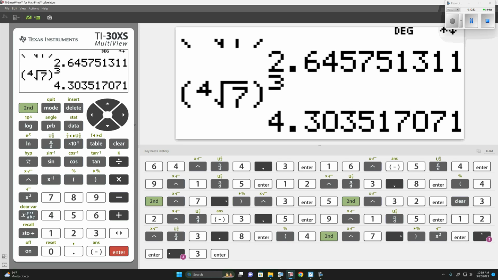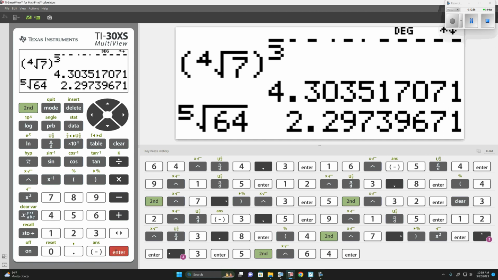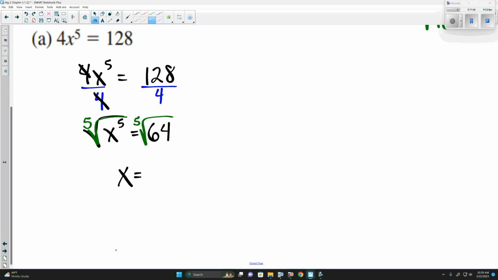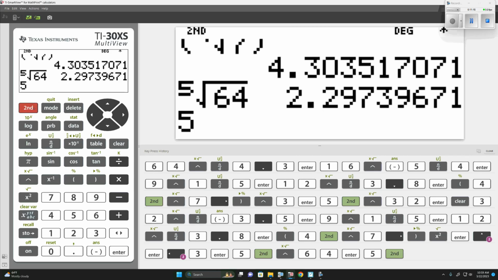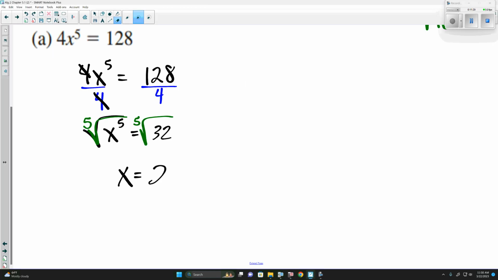Now we need to find the fifth root of 64, which is a decimal. The fifth root of 32 is 2. So it is 2.